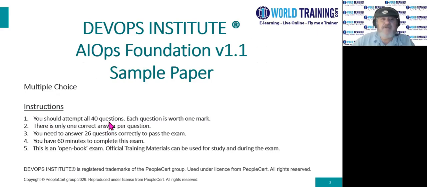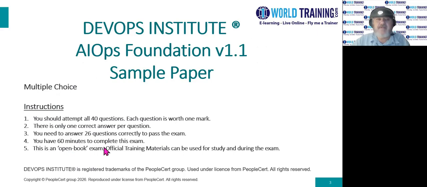There are 40 questions. You should certainly provide an answer to all 40 questions. You don't get any demerit points if you get anything wrong. So definitely want to provide an answer for all of them. There is only one correct answer. You are required to answer 26 correctly in order to pass. So you can get 14 wrong and still pass, but you really want to make sure you're confident that at least 26 of those are correct.